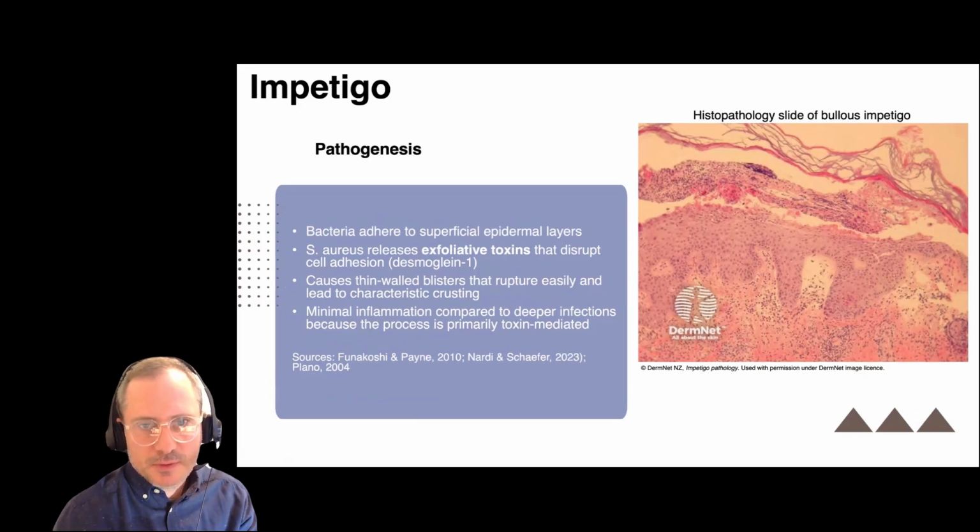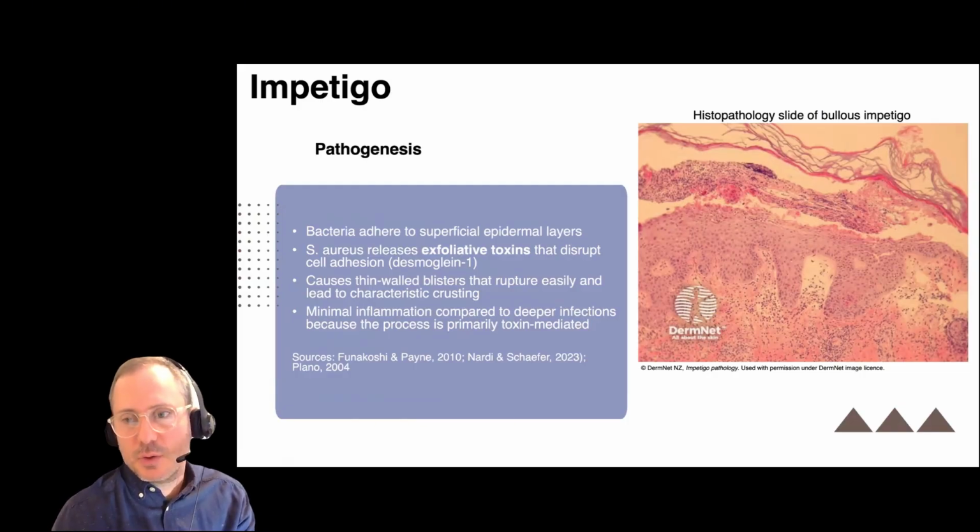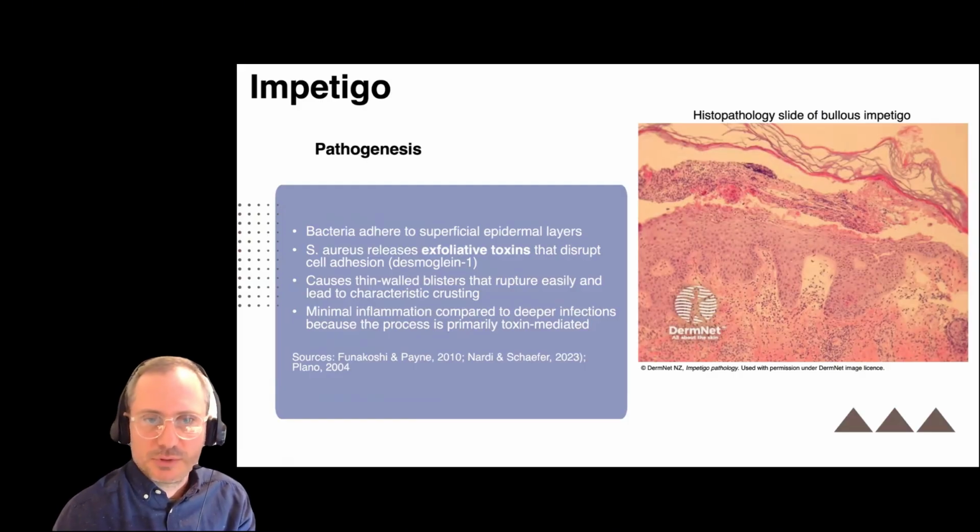Impetigo develops when bacteria attach to the superficial epidermis, or the outside of the skin surface. S. aureus releases exfoliative toxins that disrupt desmoglein 1, the protein that holds the skin cells together. And this leads to thin-walled blisters that rupture quickly. The histopathology image here on this slide demonstrates the toxin-related separation within the skin layers.